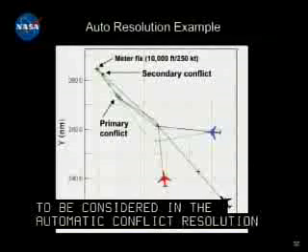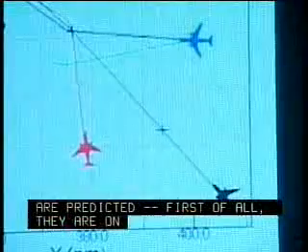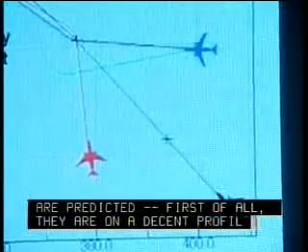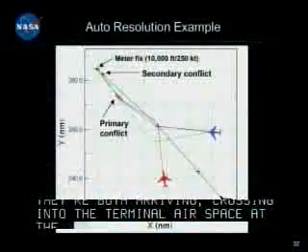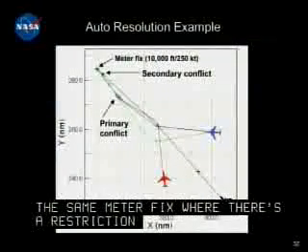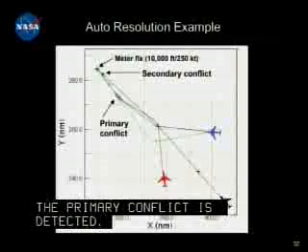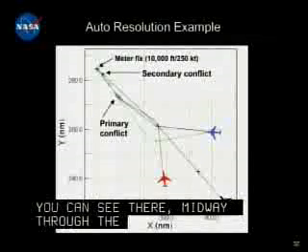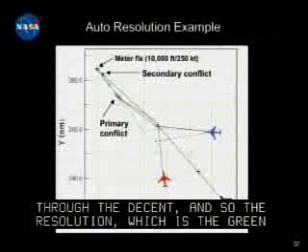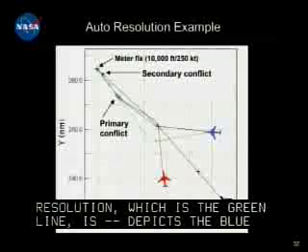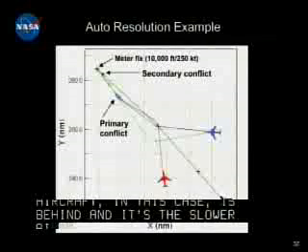The red and the blue aircraft are predicted, first of all, to be on a descent profile towards their meter-fix crossing point. They're both crossing into the terminal airspace at the same meter fix, where there's a restriction of 10,000 feet, 250 knots. The primary conflict is detected, you can see there, midway through the descent. And so the resolution, which is the green line, picks the blue aircraft because the blue aircraft in this case is behind and it's the slower aircraft, yet it detects a secondary conflict with the black aircraft.